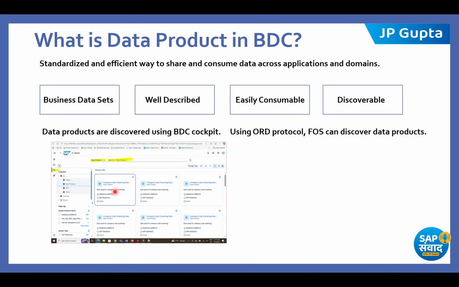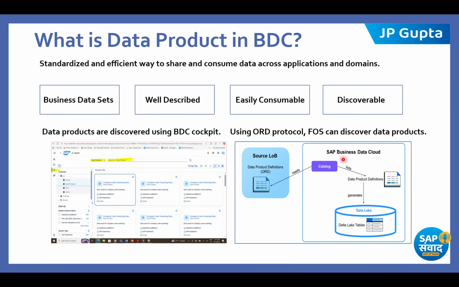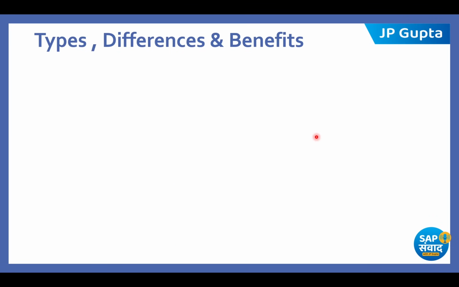Foundation services can discover the data products and it uses ORD protocol. Here you can see this is part of the BDC. Here we have line of business which uses the ORD to read, and then it leads to the data products definition. We have already discussed all these foundation services in detail. I request you to go and see the previous video. Now we will discuss the type, differences, and benefits.